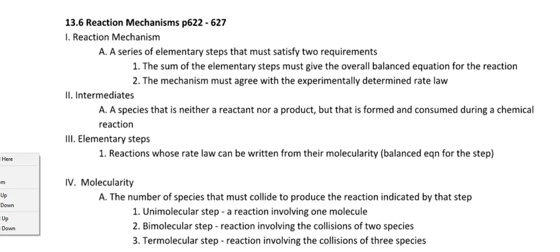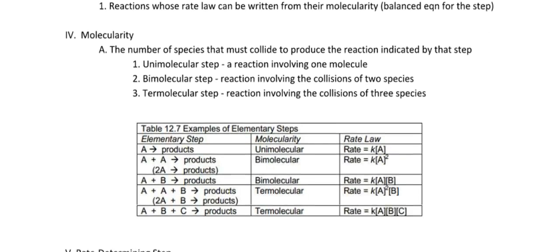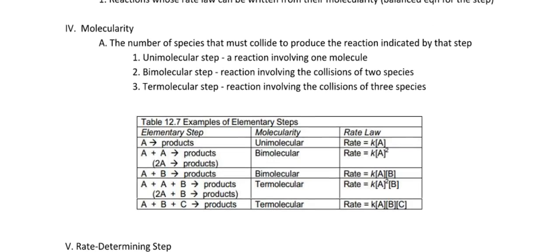Okay, so here we go. Scroll down here. There we go. So molecularity is like what must happen for this reaction to occur. So what collisions must happen, okay? So it's the number of species that must collide to produce the reaction indicated by that step. So a unimolecular step is a reaction involving one molecule. One molecule will probably decompose as a unimolecular step, okay?